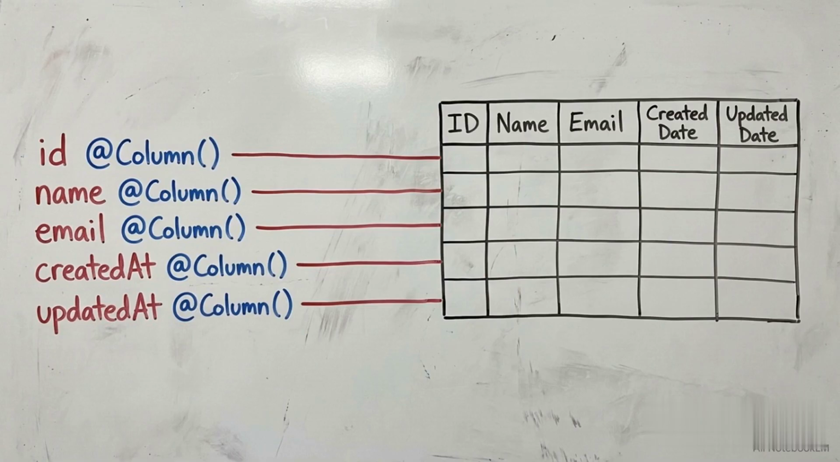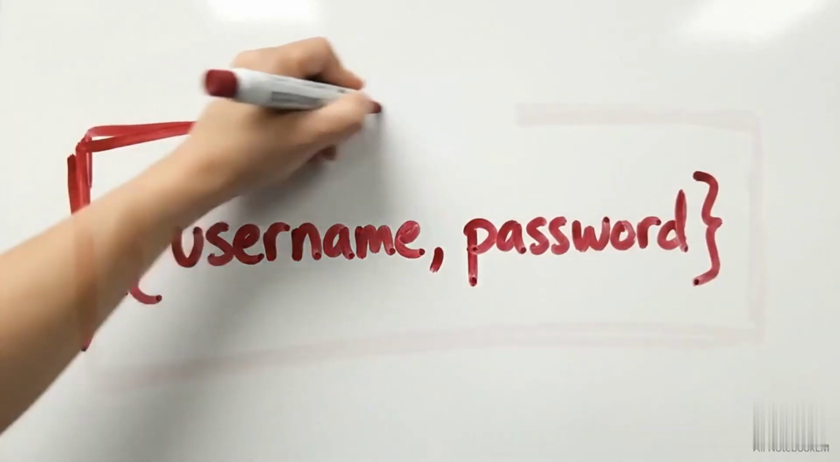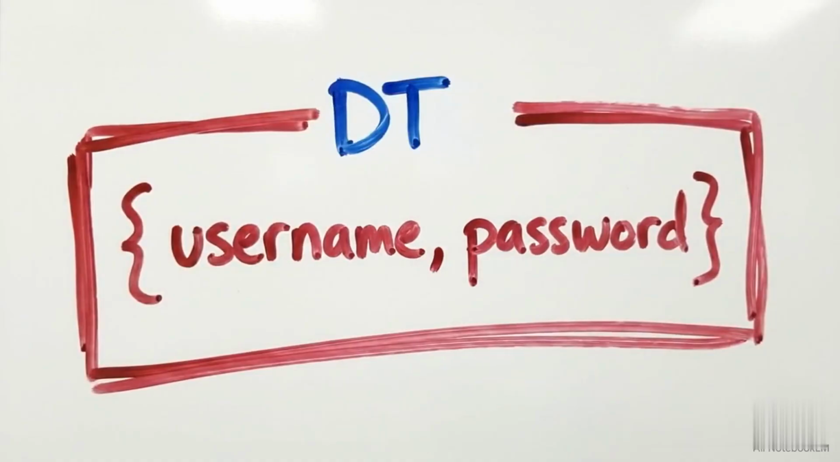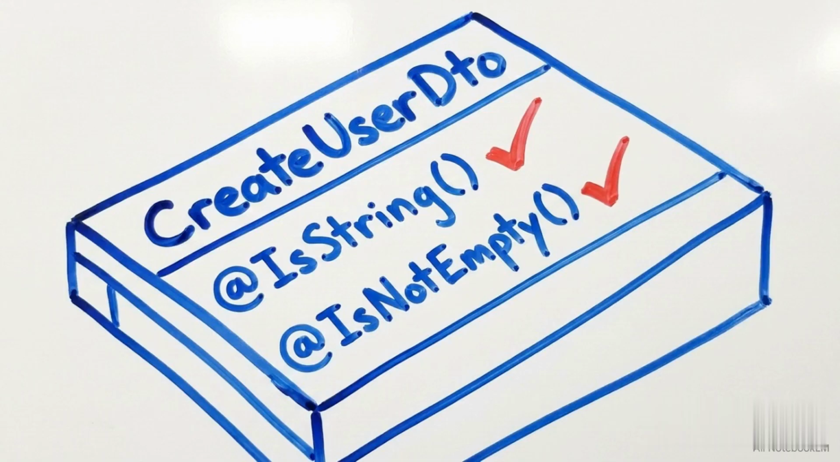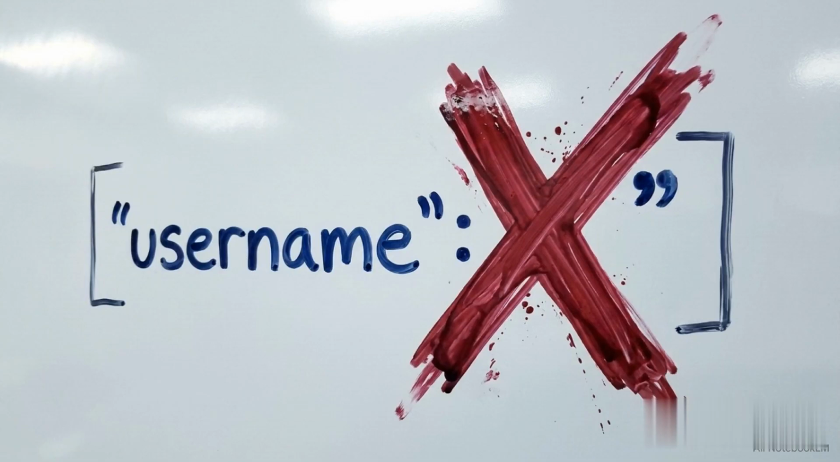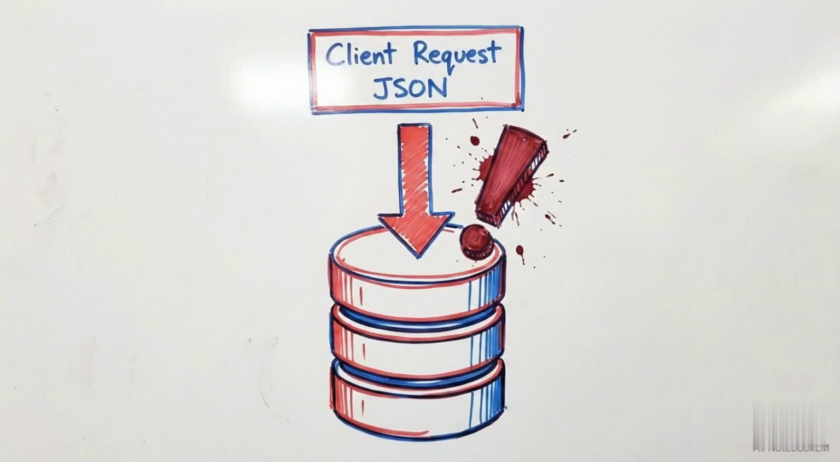Before the data reaches the database, we need to enforce a contract for incoming requests. We do this using a data transfer object, or DTO. By adding validation decorators to the DTO properties, we can enforce strict rules, such as ensuring a field is a string or blocking requests that submit empty values. For these rules to take effect, you must enable the global validation pipe in your main entry file. Without this step, your DTOs will not intercept or filter any incoming data.